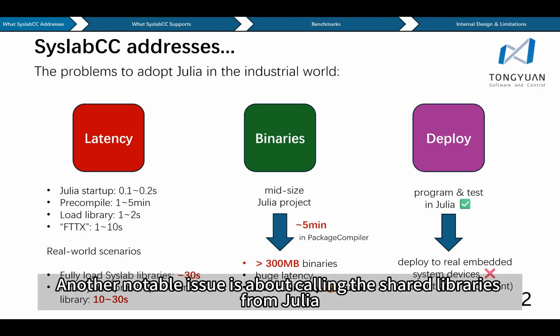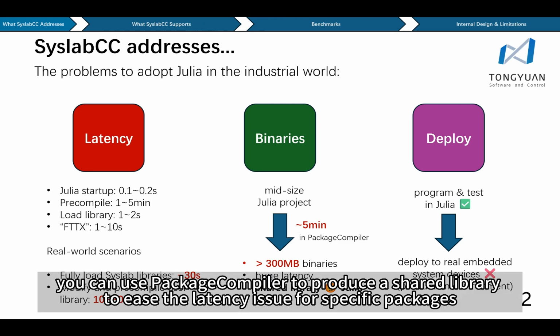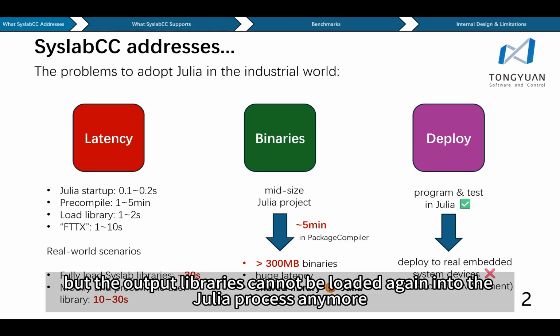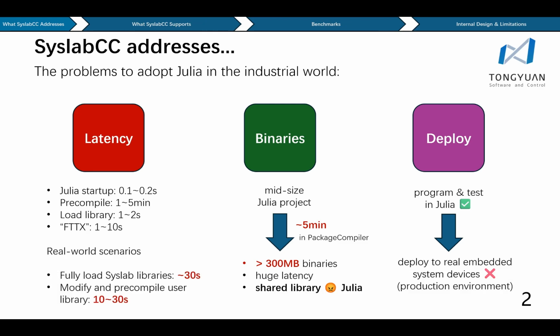Another notable issue is about calling the shared libraries from Julia. You can use PackageCompiler to produce a shared library to ease the latency issues for specific packages, but the output libraries cannot be loaded again into the Julia process anymore.